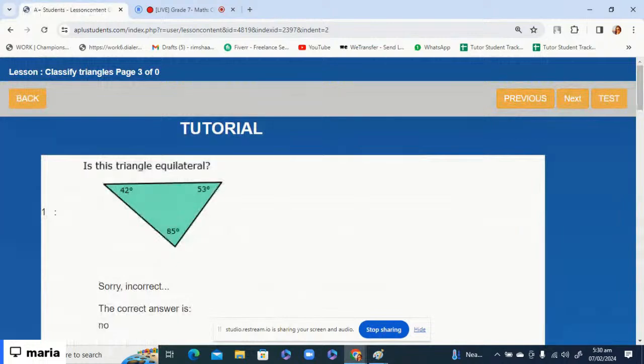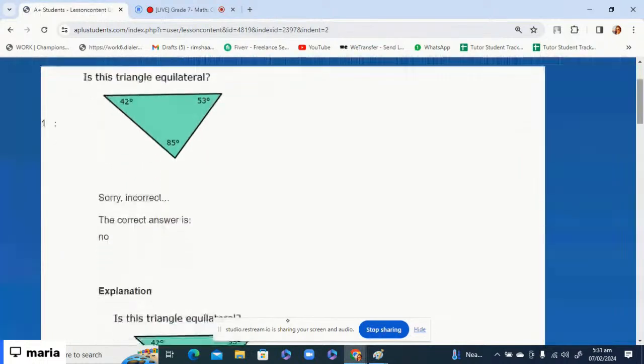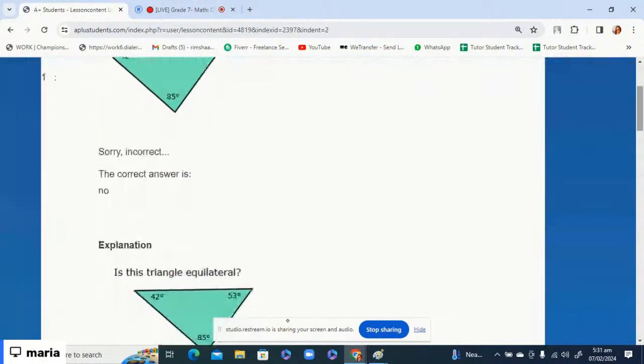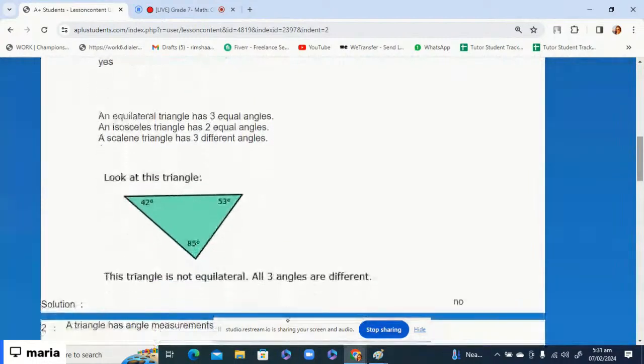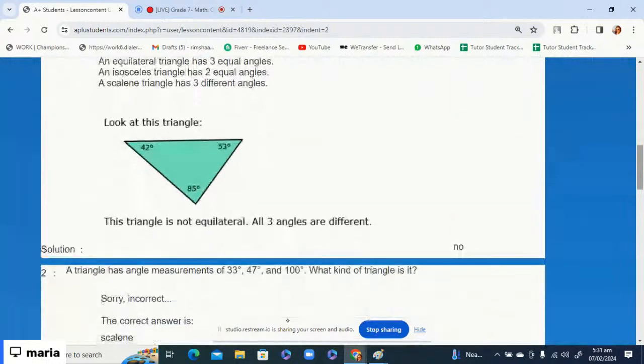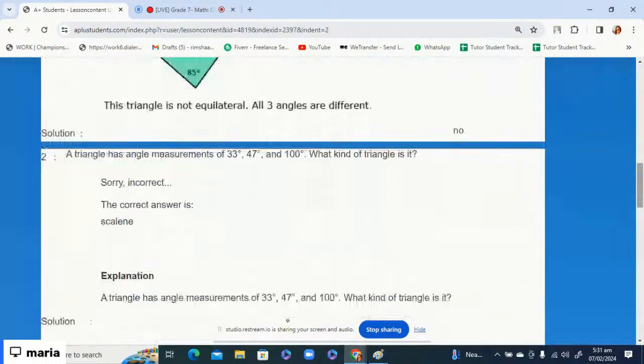So is this an equilateral triangle? Look at here. All these angles are different. All these lengths are different. No, this is a scalene, because a scalene has different lengths. So we can say that this is not an equilateral triangle because all sides are different lengths. Okay.